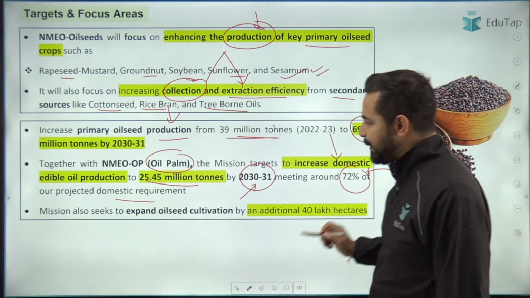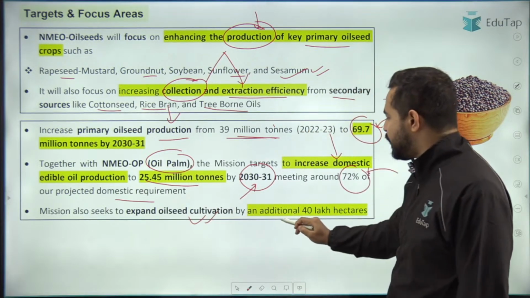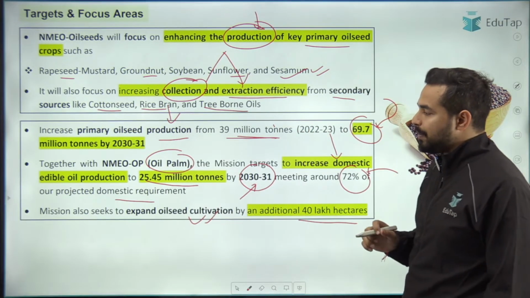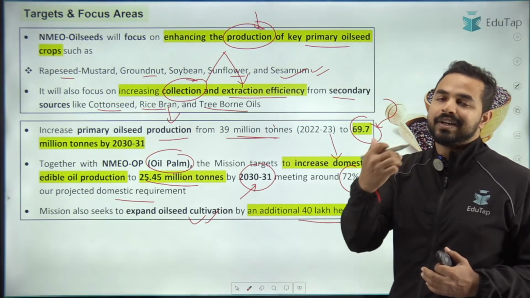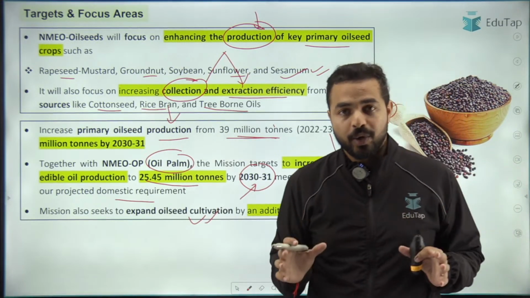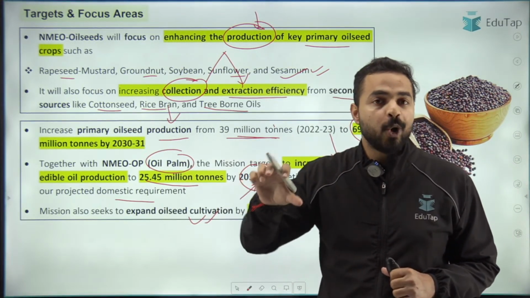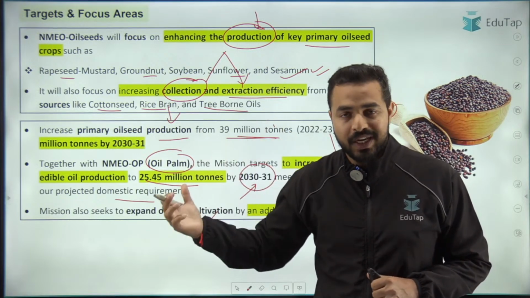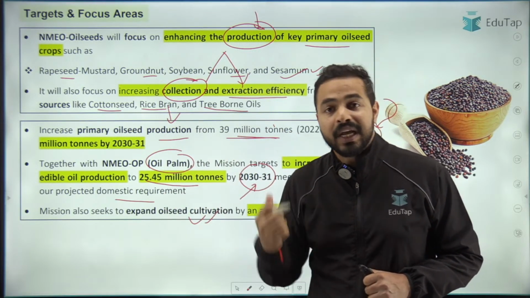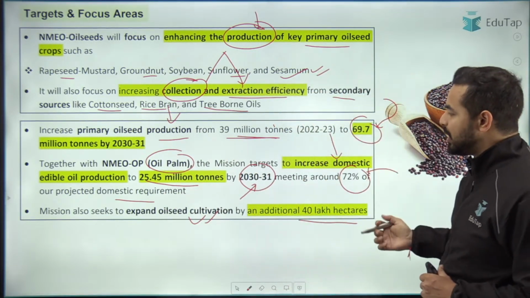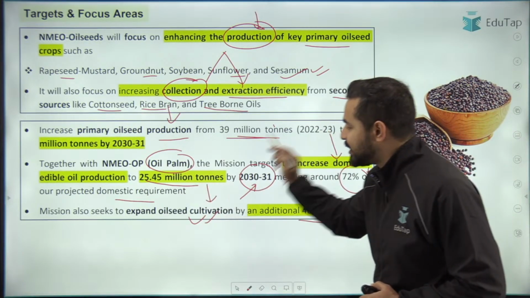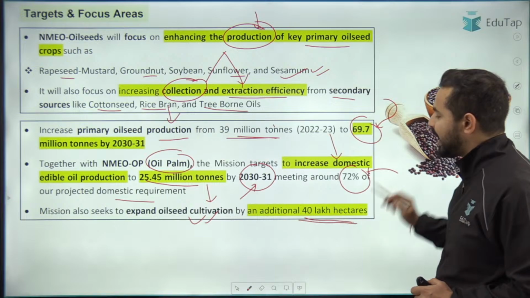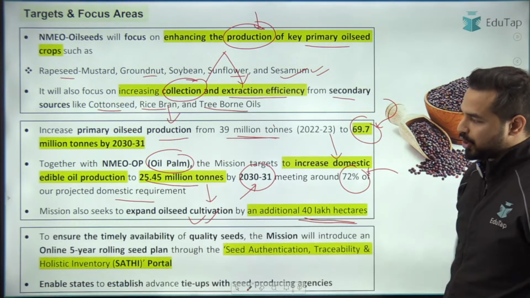And this will also expand oilseed cultivation by an addition of 40 lakh hectares. तो यहाँ पर हम oilseed cultivation को भी increase करेंगे. See guys, in order to increase the production, what else are we required to do? जो हमारा cultivation area under the oilseed production है, अगर हम उसको भी increase कर दें, definitely it is going to enhance the production, and that is why it will be working on enhancing and expanding the oilseed cultivation by an additional 40 lakh hectares as per this mission.